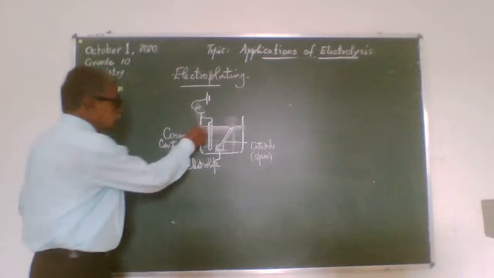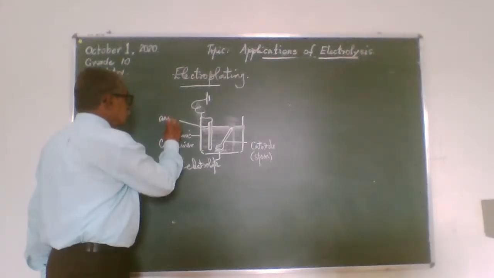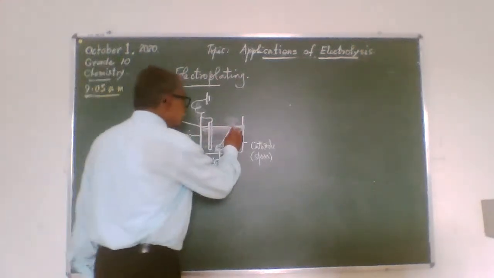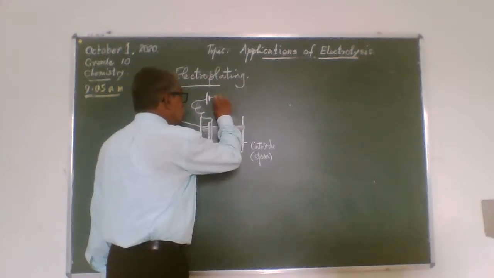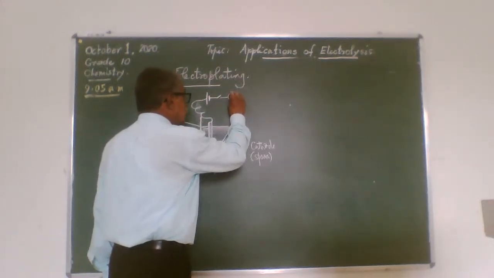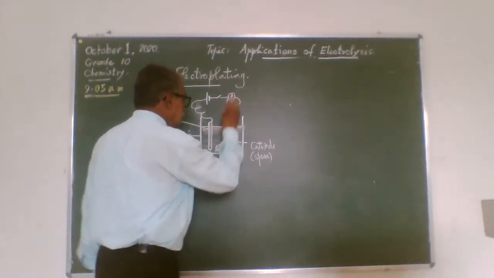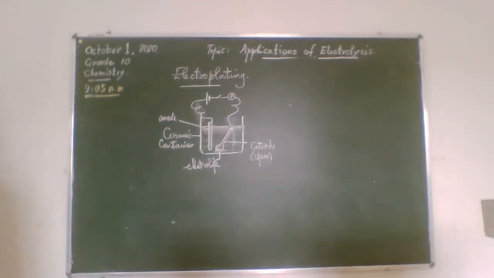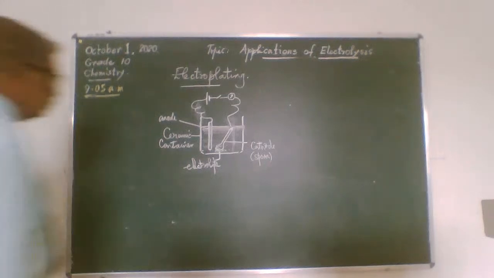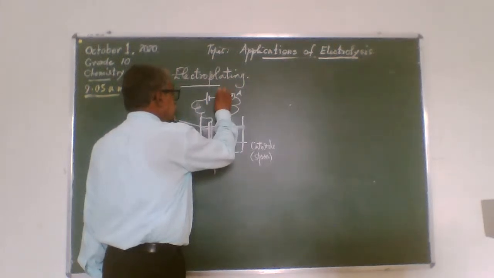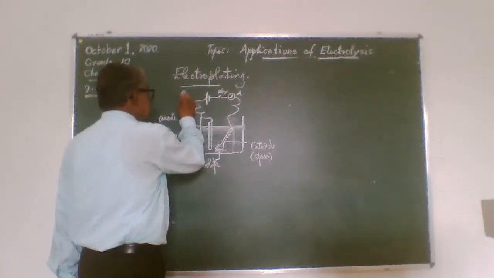This is the anode. The anode is connected to the positive of the battery. You got it? The spoon should be connected to the negative of the battery through a switch and an ammeter. This is the ammeter. The spoon is connected to the ammeter, the key, and the negative of the battery. Got it? The cathode is the spoon. This is the ammeter, this is the key, and this is the battery.